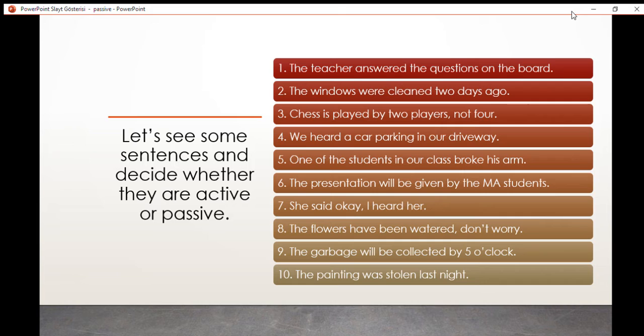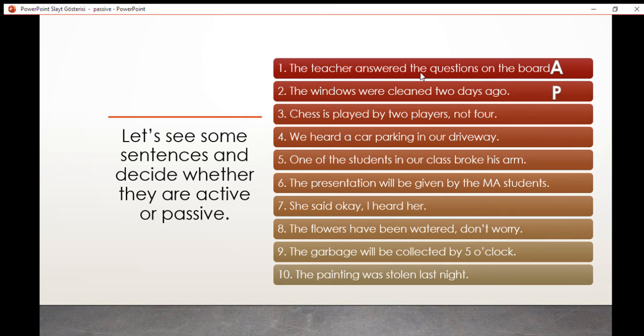Number 2: "The windows were cleaned 2 days ago." The action is clean. The subject is windows. So windows cannot clean. This is passive. Also, we said in our passive sentences, we have the form of be and the third form, past participle, of the verb. So, as we can see here, we have were and cleaned.